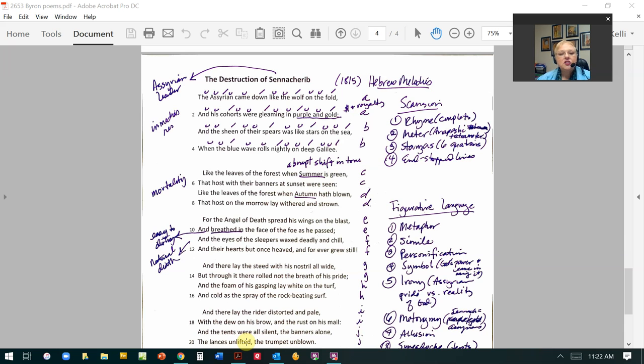This poem, you can see, I say it starts in medias res. It kind of starts right in the middle of everything, right? We have six quatrains as our stanzas. And again, we have all end-stopped lines. There's a punctuation mark that ends each one.